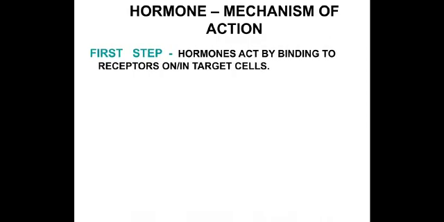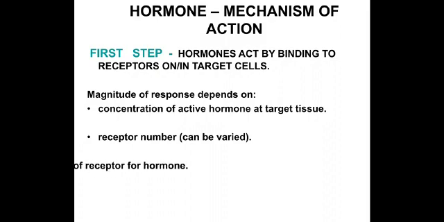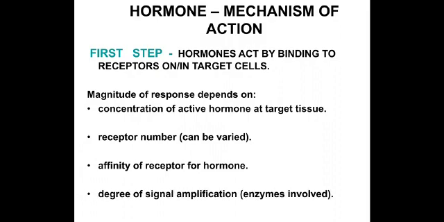So the mechanism of action is that hormones act by binding to the receptor on the target cells. The magnitude of the response depends on the concentration of active hormone at the target tissue, receptor number, which can be upregulated and downregulated, the affinity of the receptor for the hormone, and the degree of signal amplification. So the response depends on concentration, the number of receptors, affinity of receptors for the hormone, and the way in which the enzymes are involved in enhancing the degree of signal amplification.